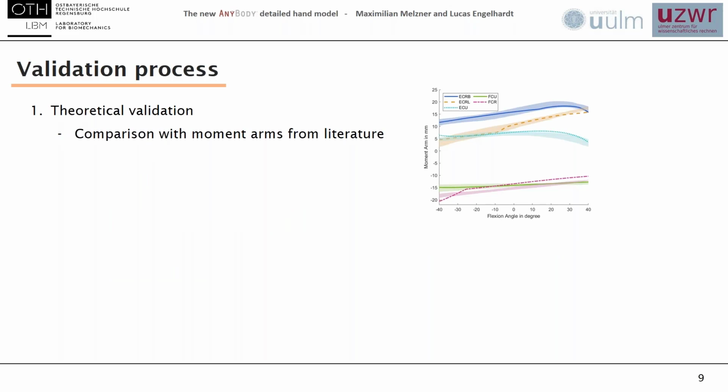However, since the model aims not to produce colorful pictures, but to represent the biomechanics of the hand in the best possible way, it was necessary to validate the model. This was done in 2 steps.